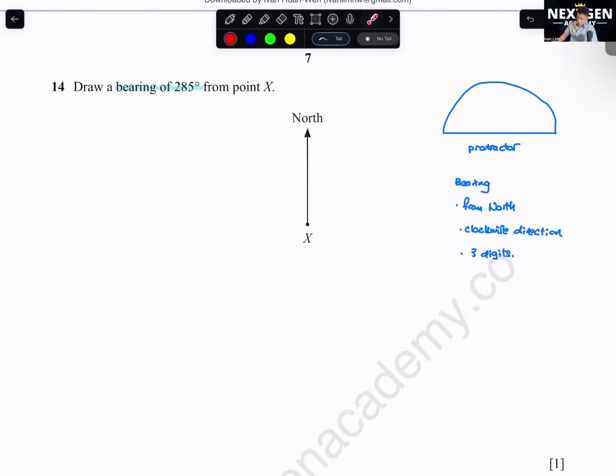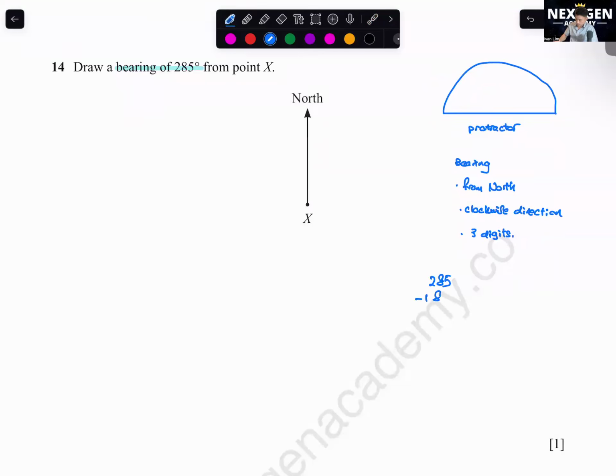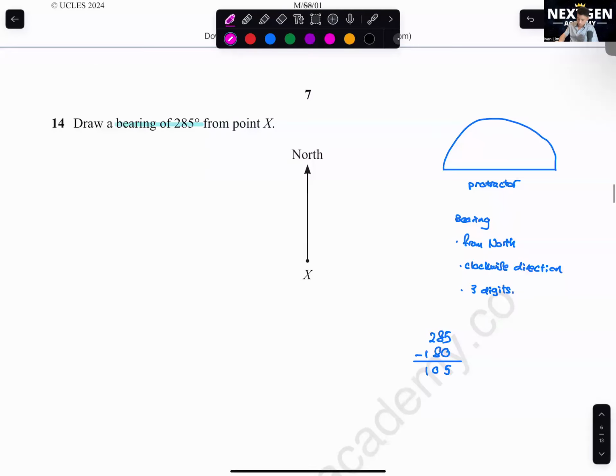Where do we need to measure? The problem right now is your protractor is only 180 degrees. If you draw a straight line like this, from here, that is only 180 degrees. So how much more do you need to add to get to 285 degrees? You need to have your protractor out and try it. Continue on the other side. So we take 285 minus 180 degrees, which becomes 105 degrees.